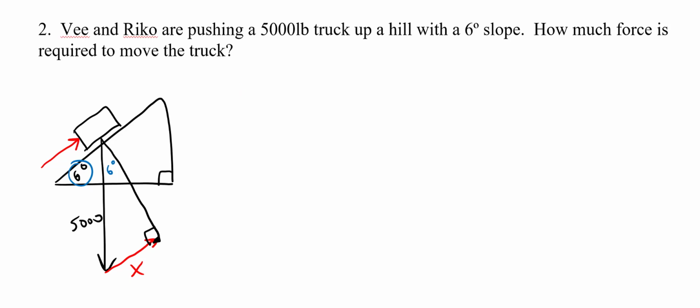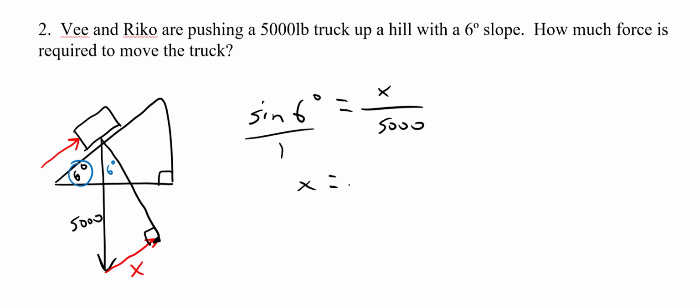So basically, if I just use right triangle trig, it's sine of 6 degrees equals opposite over hypotenuse. So I cross multiply and solve. I get X equals 522.6 pounds.